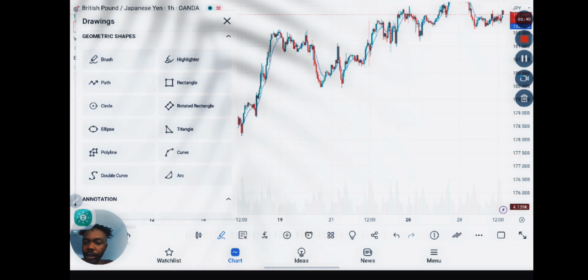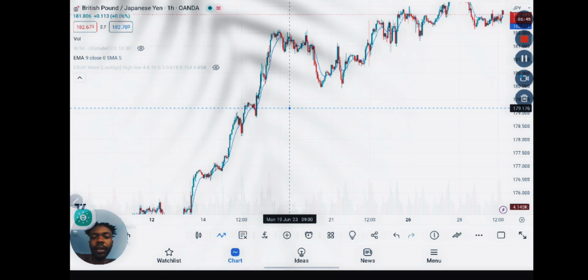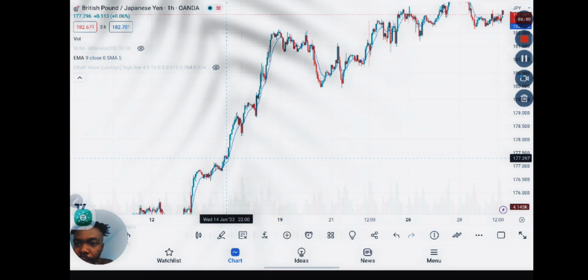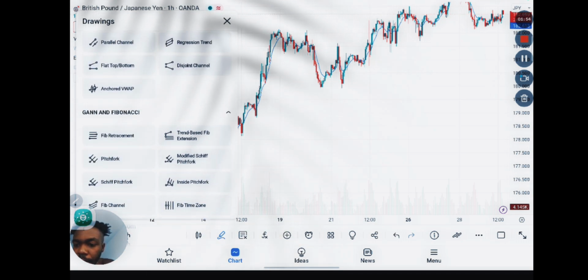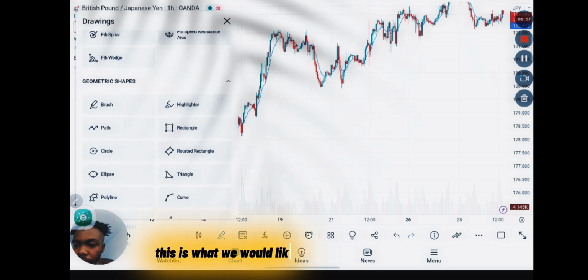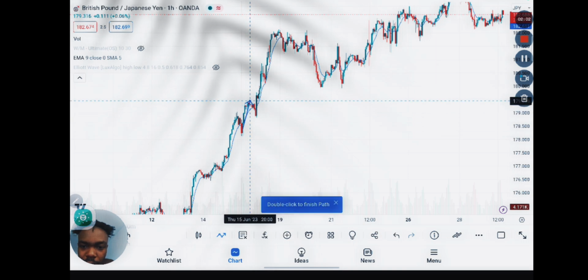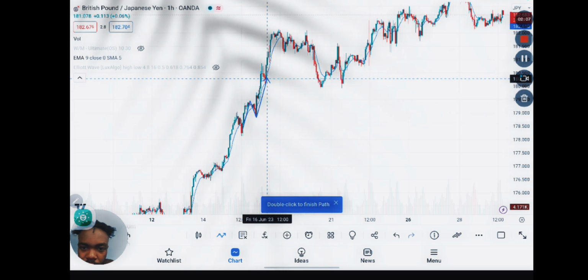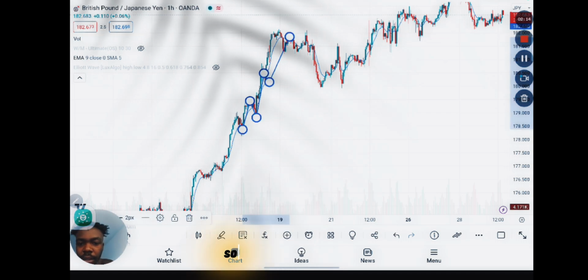higher highs and higher lows. So we would like to see a movement such as this. I hope my magnet is on. Let me lock the tool in. This is what we would like to see. We would like to see price doing this. Goes up, down, up, down, up.